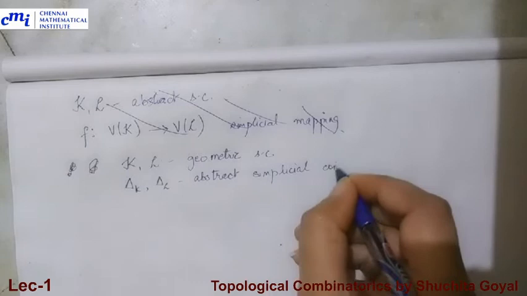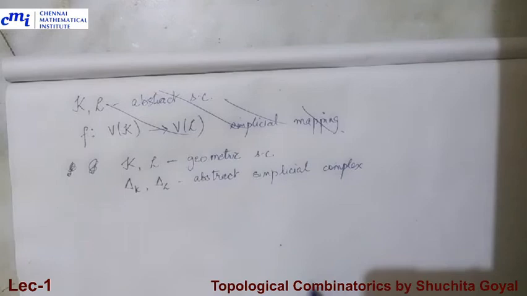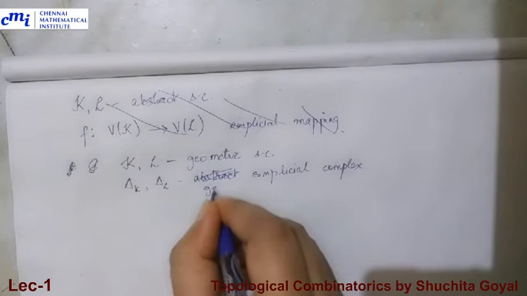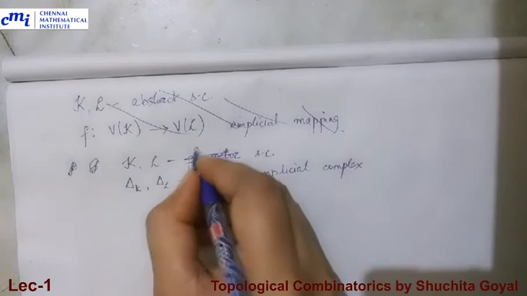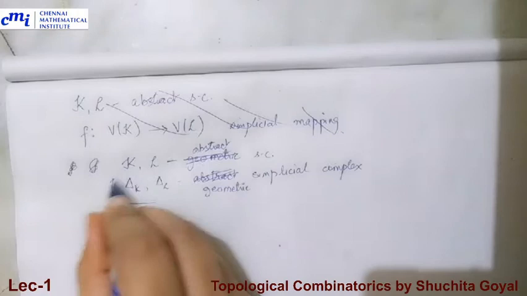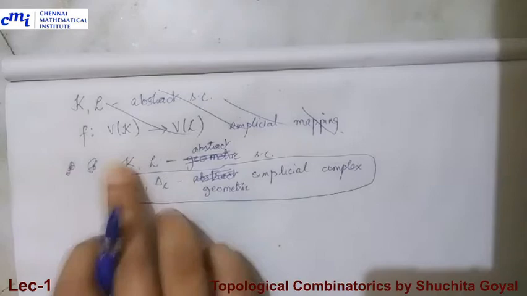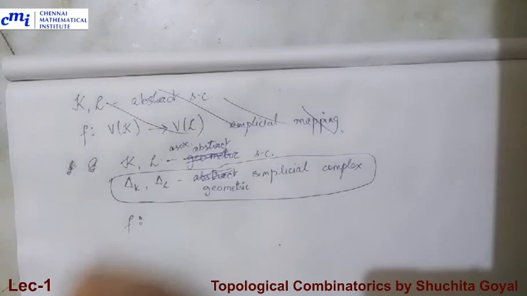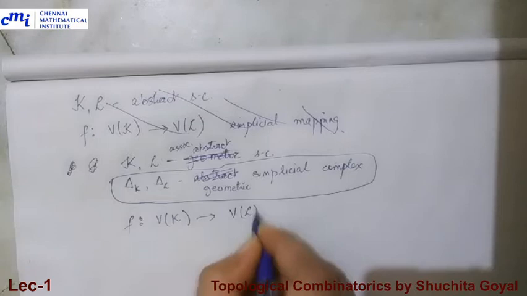This notation is a little misleading, because delta always associates the mind with. So let's say delta k and delta l are two geometric simplicial complexes, and k and l are the associated abstract simplicial complexes, and you have a mapping f from the vertex set of k to the vertex set of l, a simplicial mapping.